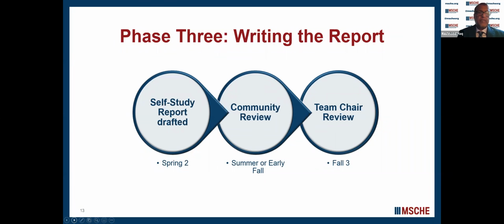Self-study report is drafted in second spring. And then it's reviewed by all of the different stakeholders in the college community in summer or early fall.